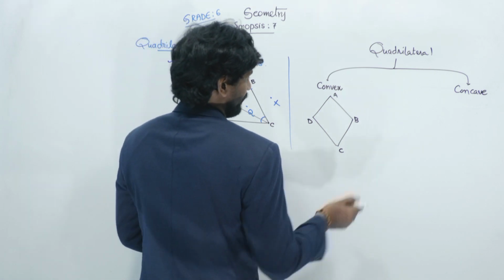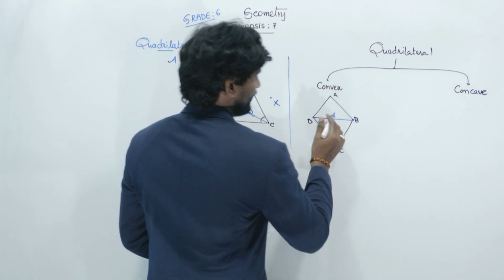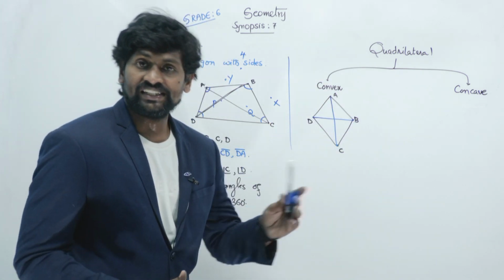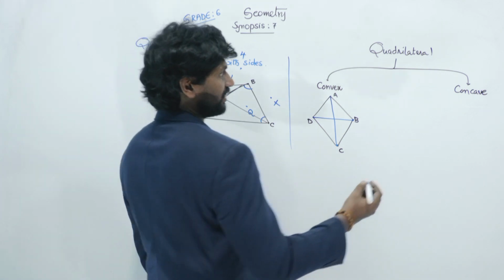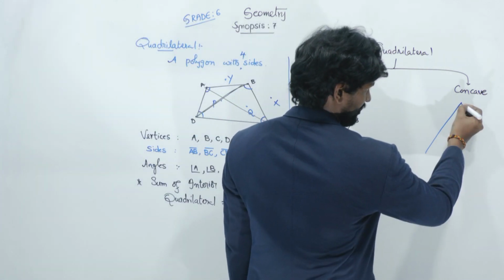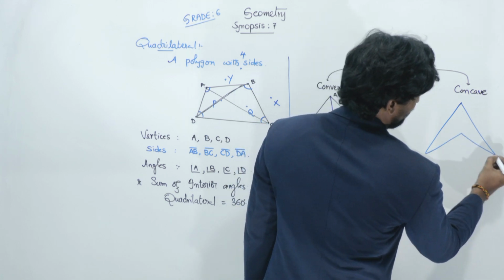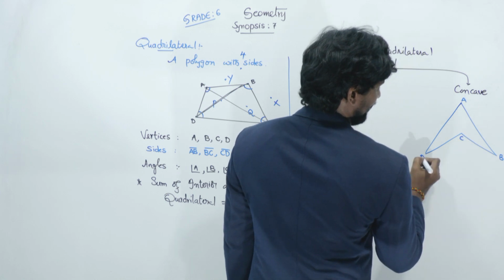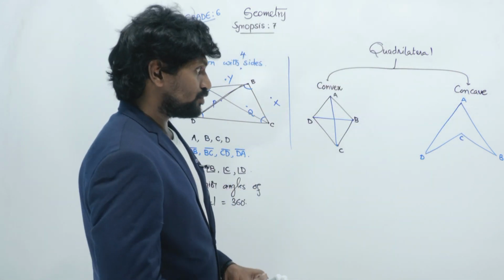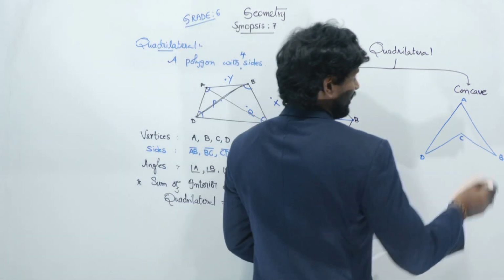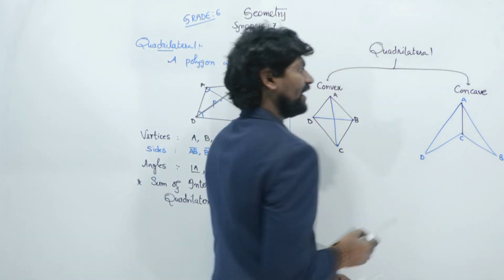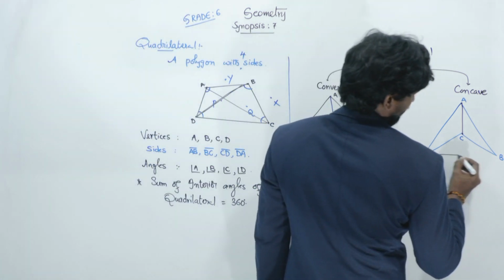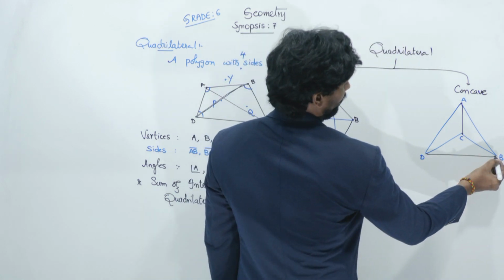the line segment BD is a diagonal, and BD lies inside the quadrilateral ABCD. In the same way, AC is also inside the quadrilateral. But when you take a concave quadrilateral, it will be like this: four sides, line segments AB, BC, CD and DA. Now when you join the opposite vertices, the line segment is called a diagonal. In this case, the diagonal is in the interior part only, but here it lies in the exterior part of the quadrilateral.